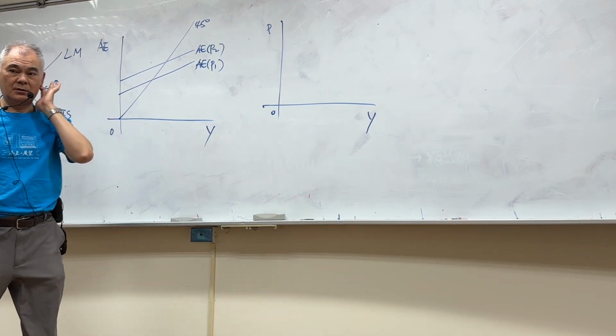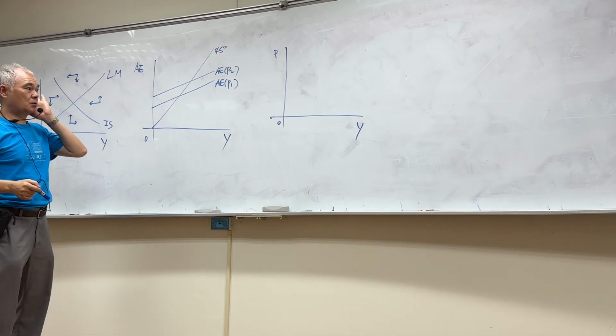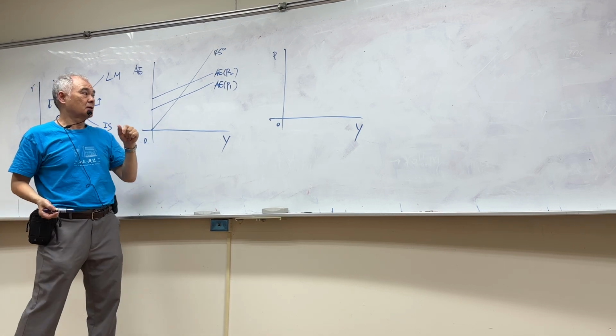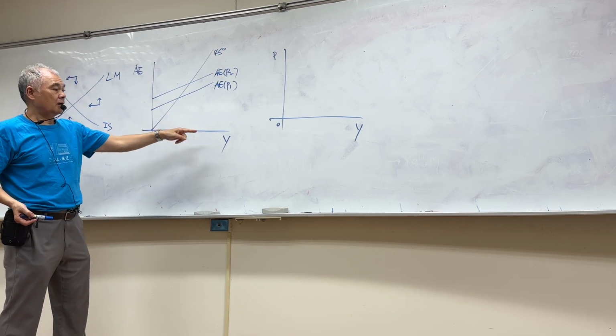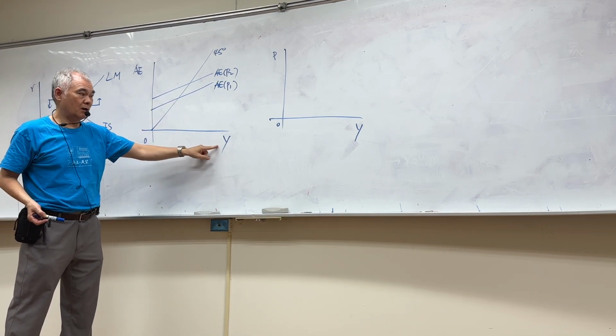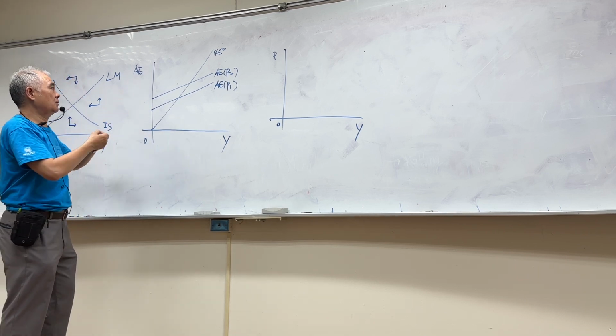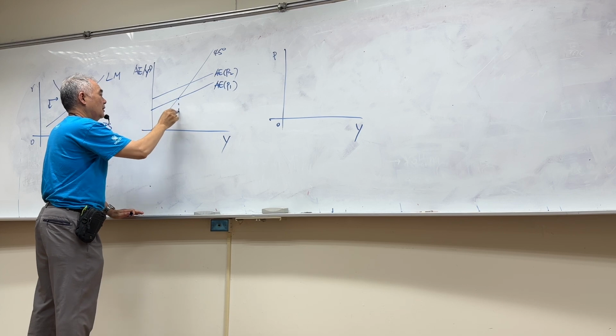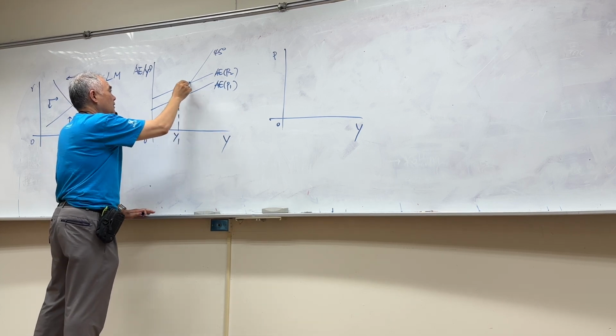Okay? So to get a curve, to get a line, you need 2 points. So now we have the Keynesian model. Here we have Y here and aggregate expenditure or demand here. And then you have here Y1 and then here Y2.